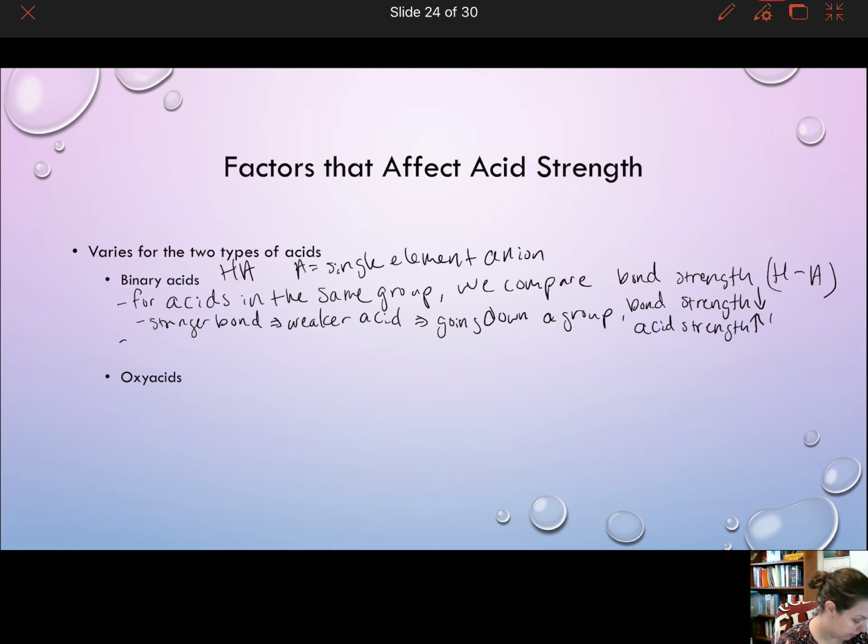And then for acids that are in the same period, we look at bond polarity. The more polar the bond, the more electron density that's getting pulled away from our hydrogen ion, or proton, the stronger our acid, because the easier it is for that hydrogen to remove itself as a proton.